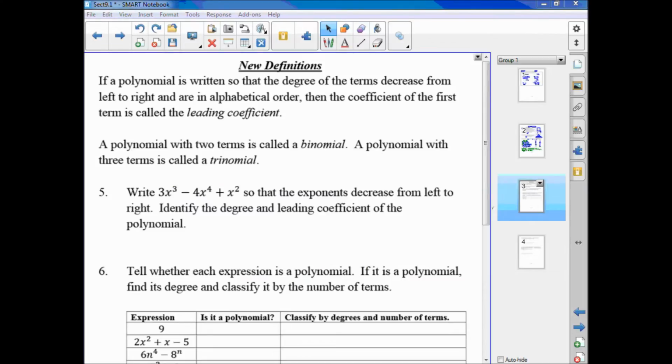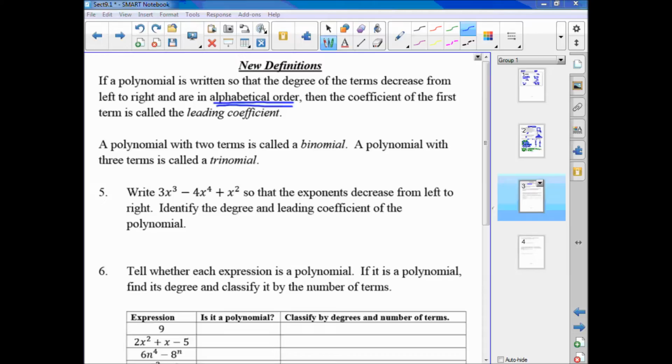Okay, on page 3, we have some new definitions here. If a polynomial is written so that the degree of the terms decreases from left to right, so the term that has the largest degree is on the left and the term with the smallest degree is on the right, and it keeps going down as you go from left to right, and the terms are in alphabetical order, we'll talk about that in a second. This just means that if they are tied with the same degree, they go by alphabet first. Then the coefficient of the first term is called the leading coefficient.